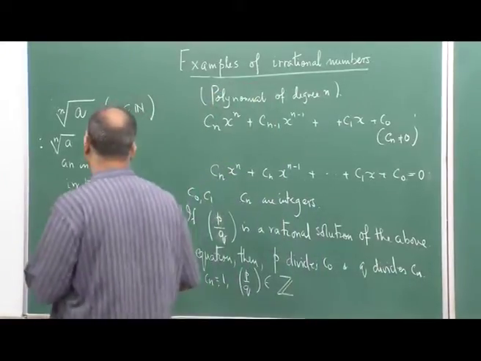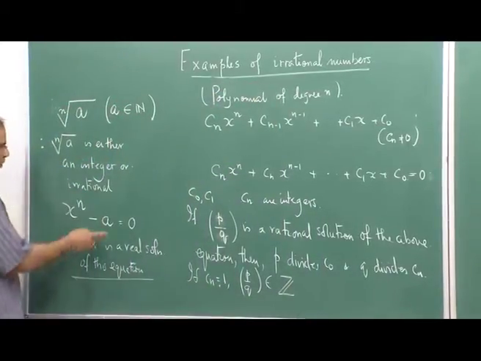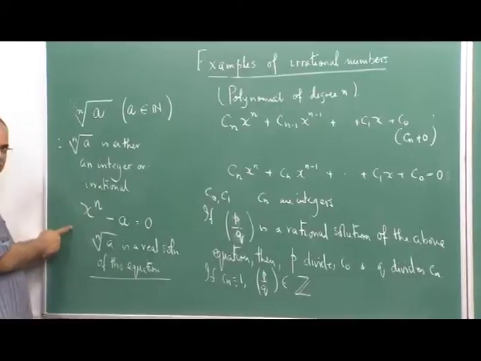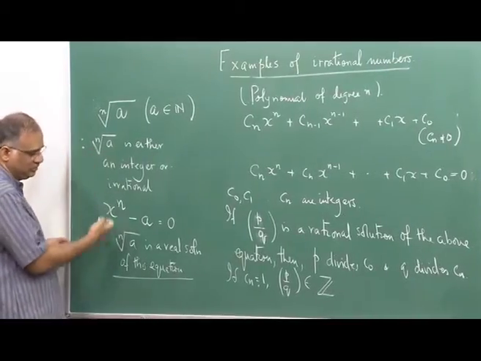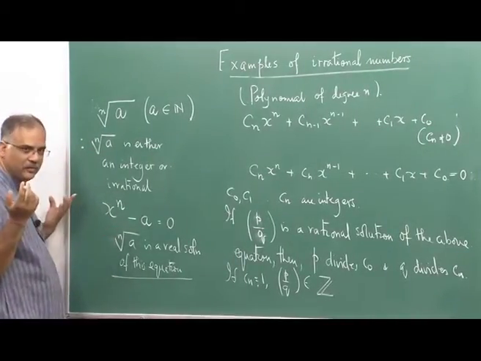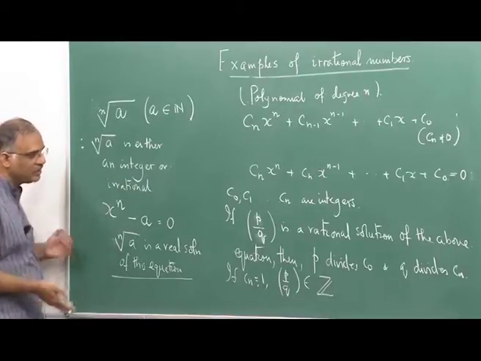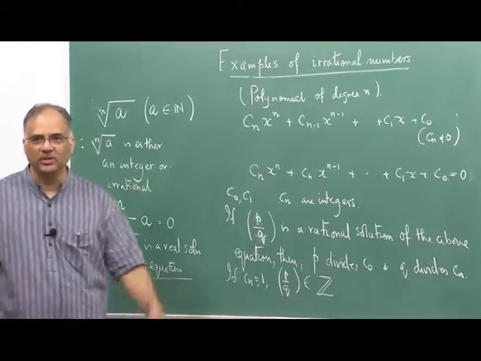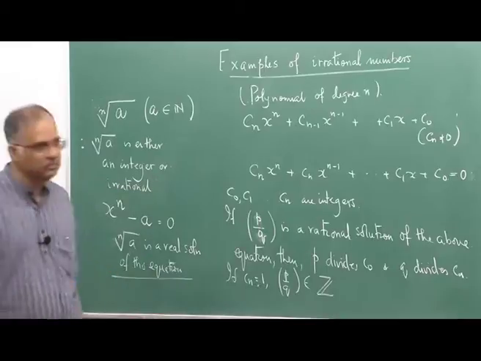So once you have this, you can use the same language here: either it is an integer, fine. If it is not an integer, there is no other choice, it cannot be rational, it cannot be of the form p by q.